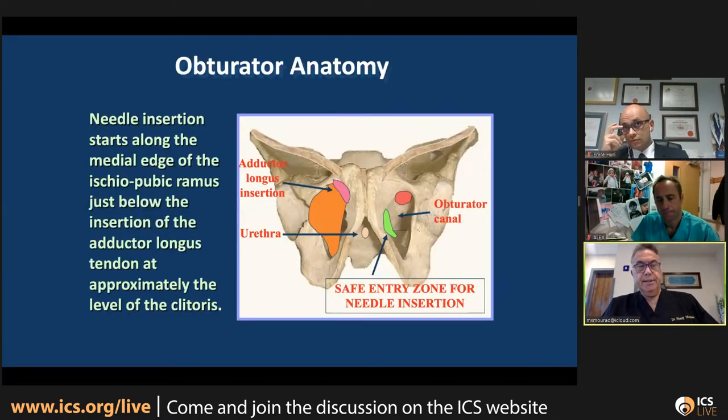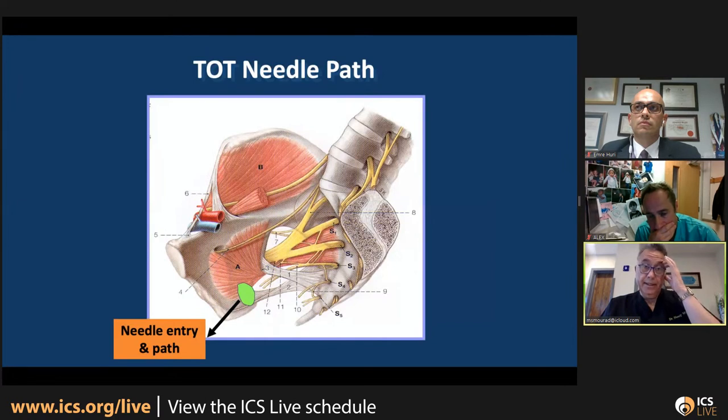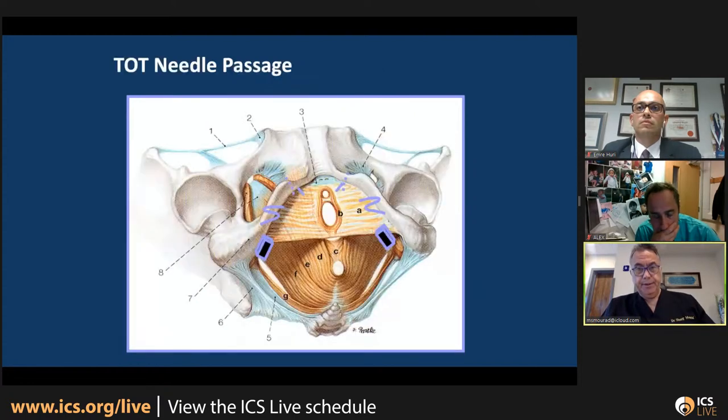The obturator needle insertion will start along the medial edge of the ischiopubic ramus, just below the insertion of the adductor longus tendon, which is approximately at the level of the clitoris. So as you can see, the green area is the safe entry zone for the needle insertion. It's very important to be careful about this. Again, this green area is the needle entry pathway. So we have to have the vision from both planes to make sure that you are putting your needle tip in the proper plane.